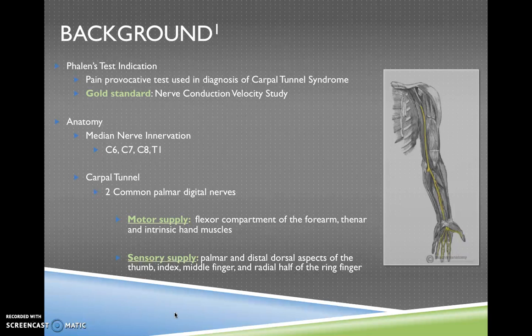The nerve roots of the median nerve are from the ventral rami C6 through T1. It is derived from the brachial plexus, descending down the arm medially. The median nerve is the only nerve that passes through the carpal tunnel. It provides motor function to the flexor compartment of the forearm, thenar, and intrinsic hand muscles. It also provides sensation to the palmar and distal dorsal aspects of the thumb, index, middle finger, and the radial half of the ring finger.